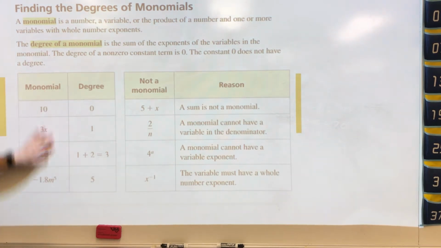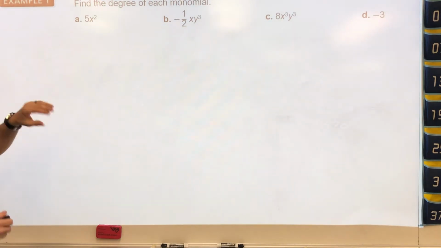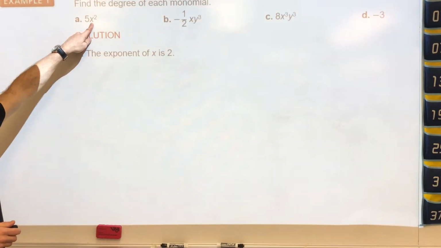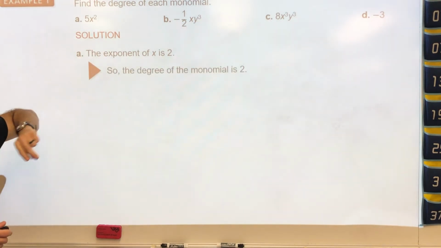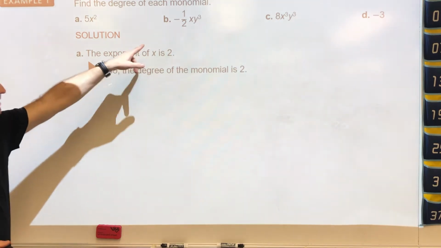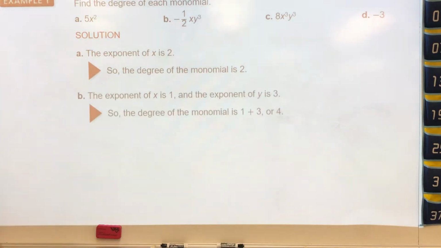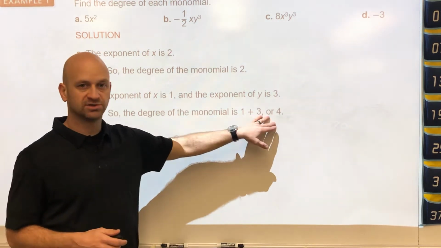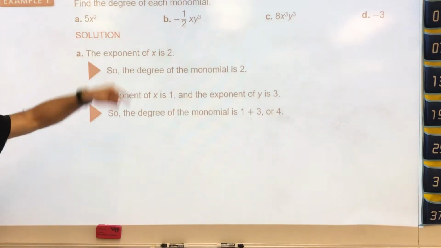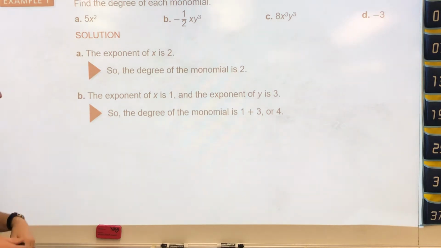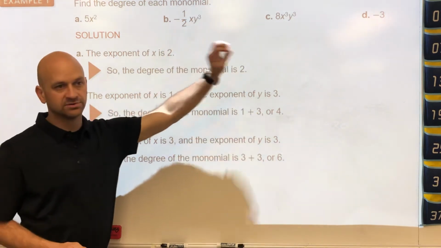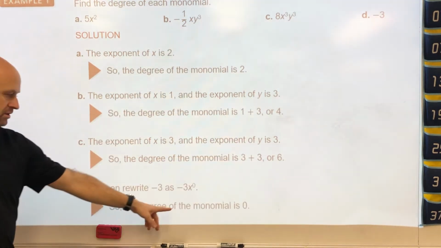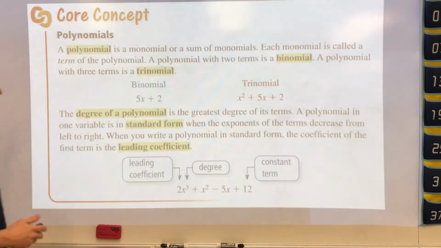And so here are some things. So this is called a monomial. It's a number, variable, or product of a number. Okay? All right, so here's some monomials here. In this case, we look at the variable and it has a power of 2, and so the exponent is 2, and so the degree is 2. Over here, x is 1, y is 3. So the degree of this thing is 1 plus 3, which is 4. Over there we have 3 and 3 for x and y, so that would be 6. And then over there, that would be 0 because there's no variable, and so that would be a monomial of power 0. Degree 0.